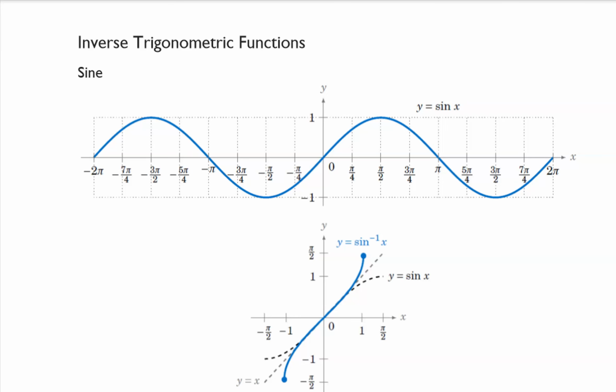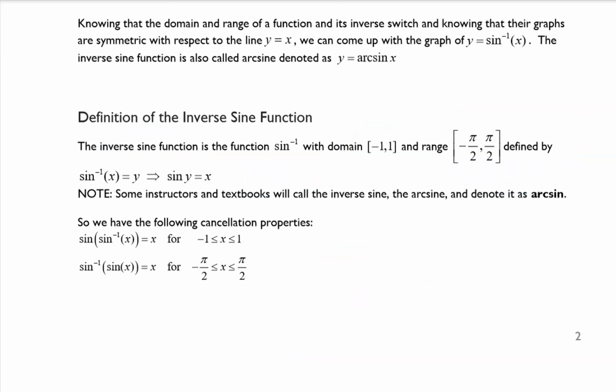And then the way we get sine inverse is by reflecting the graph about the line y equals x, which I'm highlighting in black here. So these two are mirror images of each other over the line y equals x. Knowing that the domain and range of a function and its inverse switch, and knowing that their graphs are symmetric with respect to the line y equals x, we can come up with the graph of y equals sine inverse of x. The inverse sine function is also called arcsine, denoted as y equals arcsine of x.